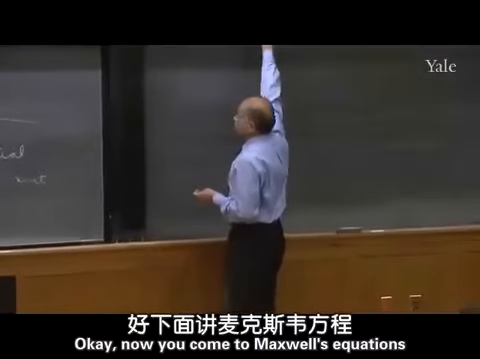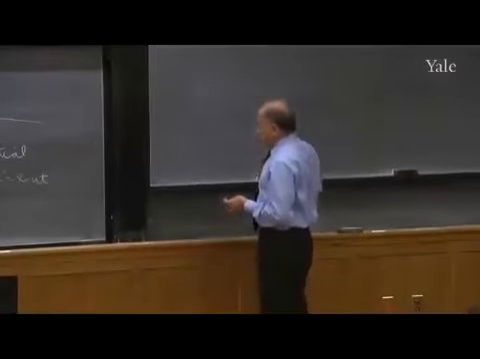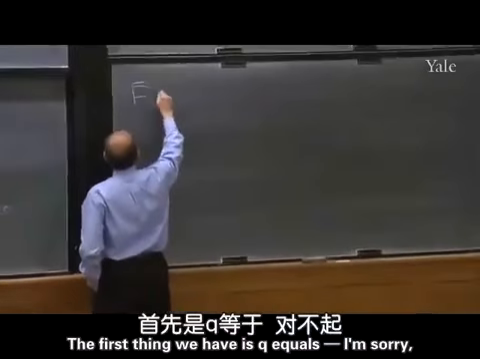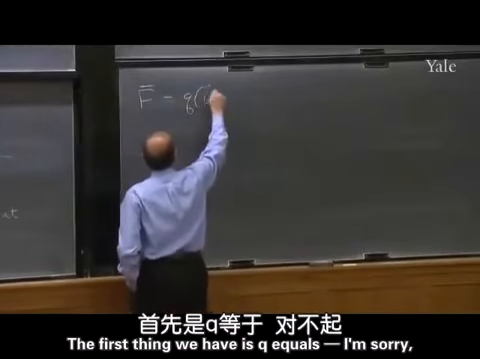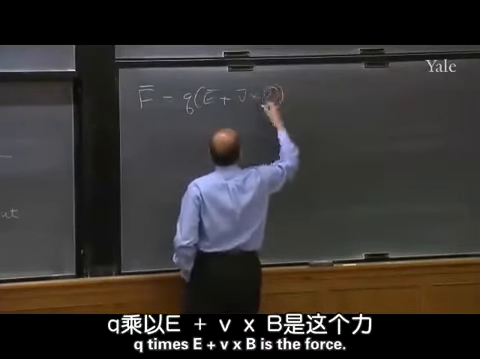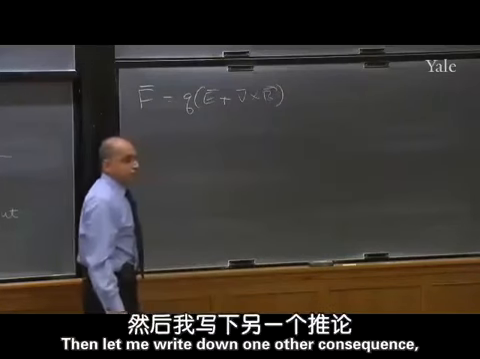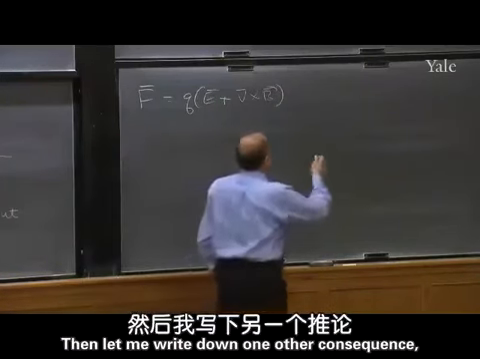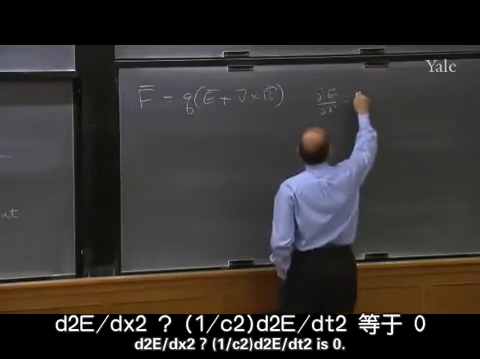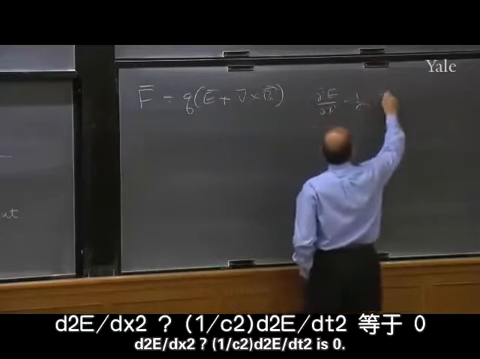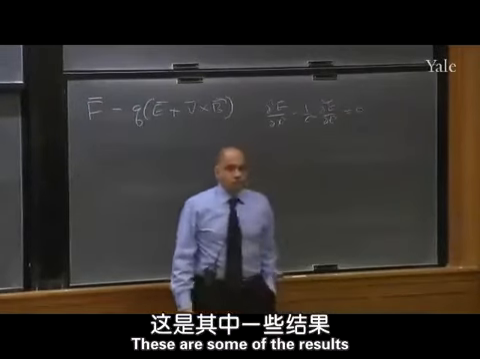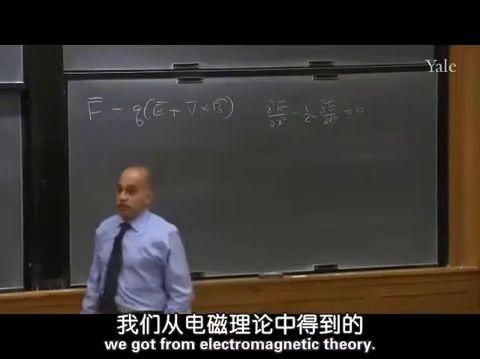Okay, now you come to Maxwell's equations and electromagnetic theory. Let me write down what we have. The first thing we have is that Q times (E plus v cross B) is the force. Then let me write down one other consequence: d squared E over dx squared minus 1 over c squared d squared E over dt squared is 0. These are some of the results we got from electromagnetic theory.